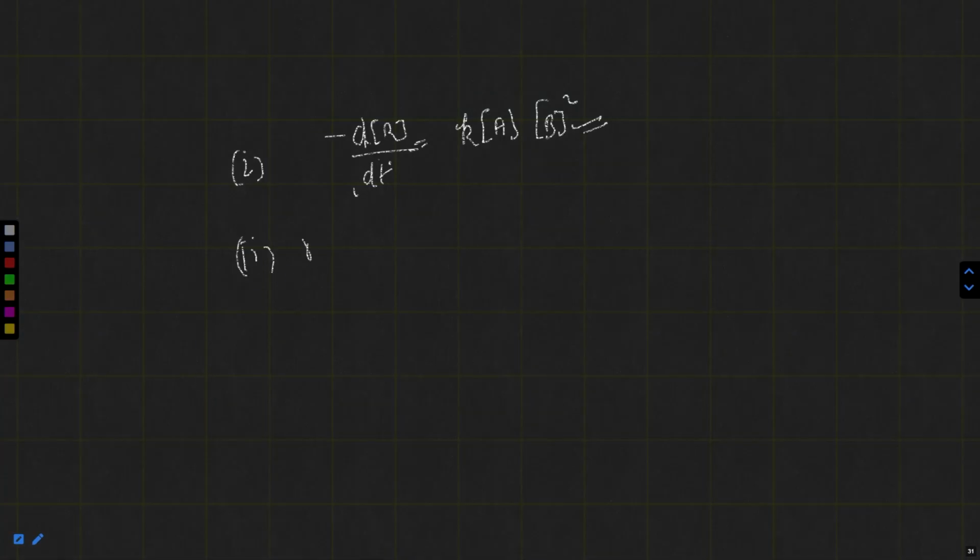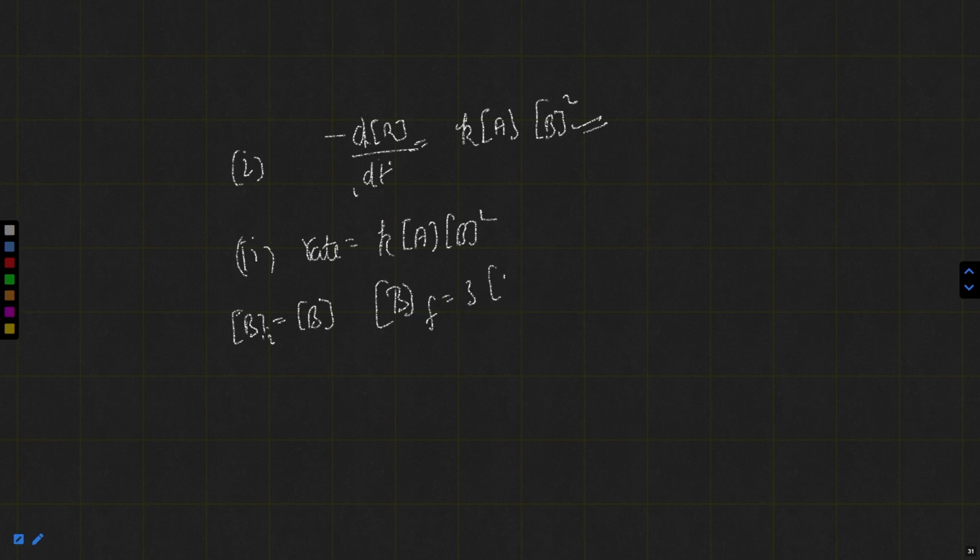So if you just write it in simple terms, the rate is equal to K A B square. Initially, suppose the first case is B naught is equal to B. Now after we do it, B final, just take it as 3B. Okay, 3 times. Now let us write it for the first case as rate 1. Okay, rate 1. Is this cool?